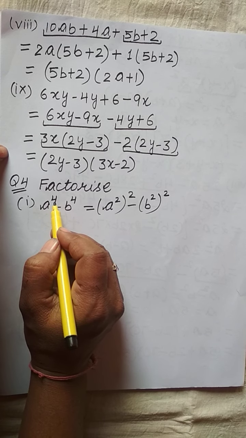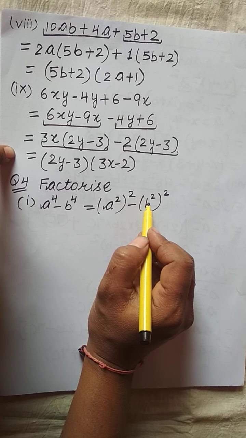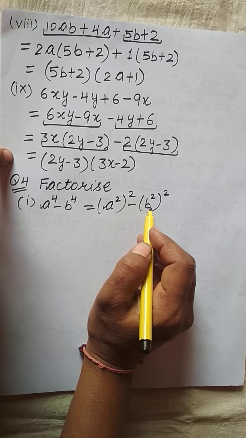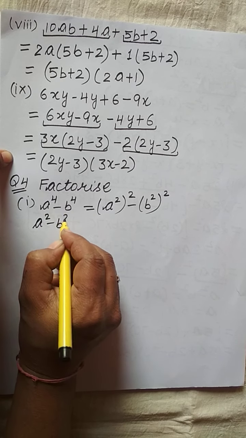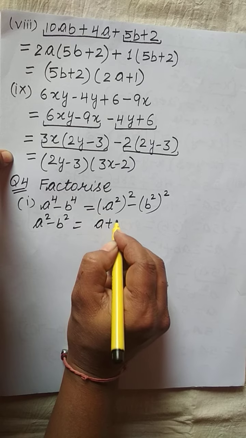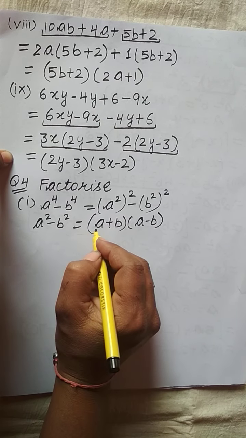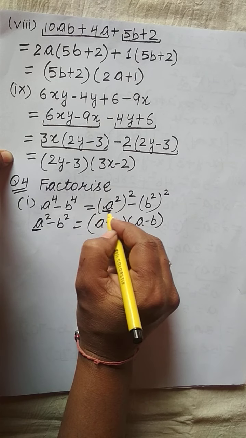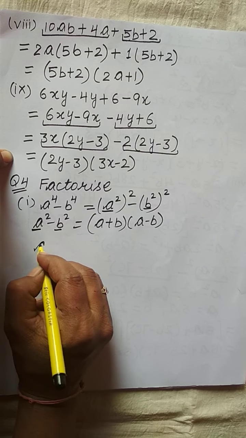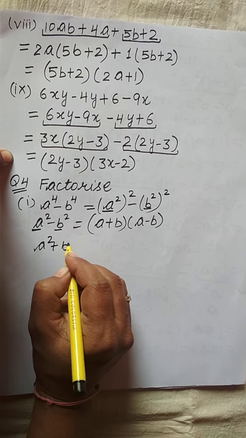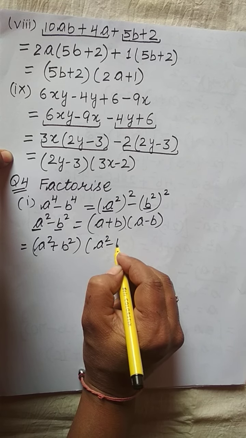So a raised to power 4 can be written as square of a square, and b raised to power 4 can be written as square of b square. Now further compare this with a square minus b square is equal to a plus b into a minus b, where the value of a is a square and b is b square. So it can be written as a square plus b square into a square minus b square.